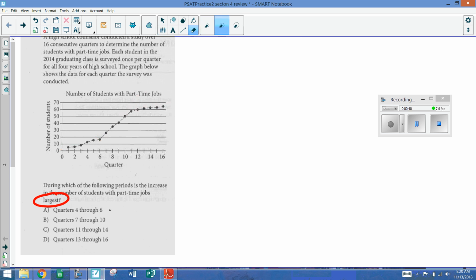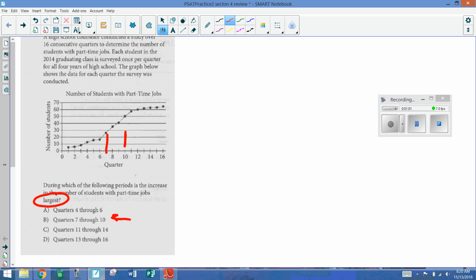During which of the following periods is the increase in the number of students with part-time jobs largest? So when you look at the answer choices, what would you recommend? B. Let's check B, 7 to 10.